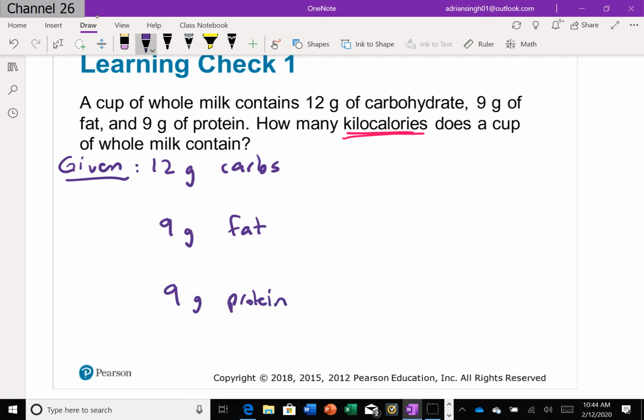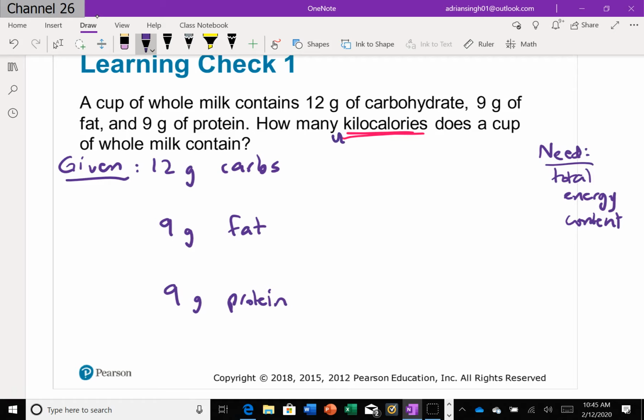And we need the total energy content of that 1 cup of whole milk. So in order to get the total energy for that cup of whole milk, we would need to first of all calculate how much each of these components of the whole milk provides. If I have 12 grams of carbohydrates, how much energy would that provide? If I have my 9 grams of fat, how much energy would that provide? And if I have 9 grams of protein, how much energy would that provide?